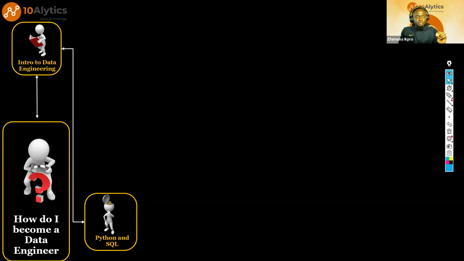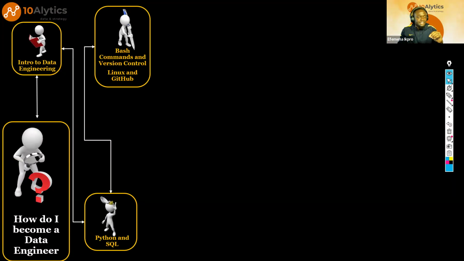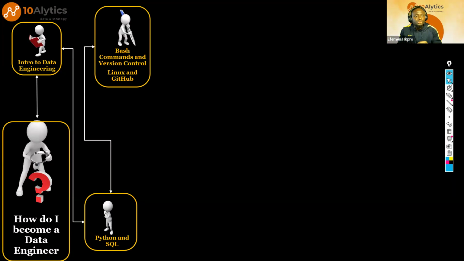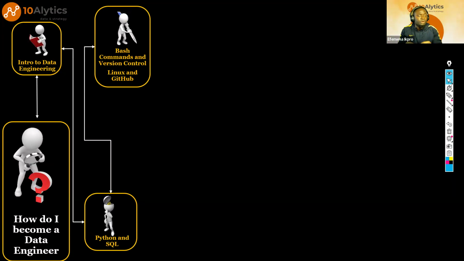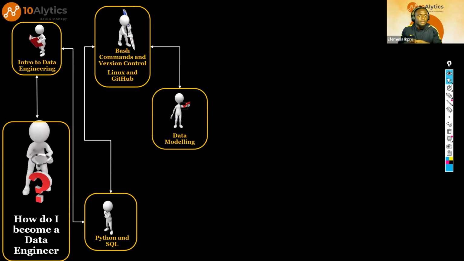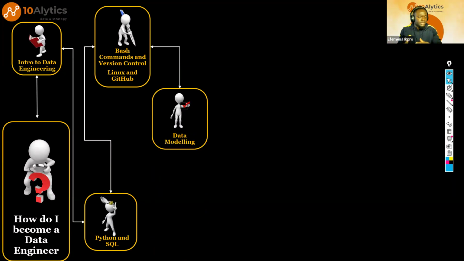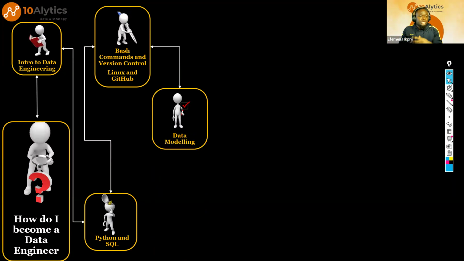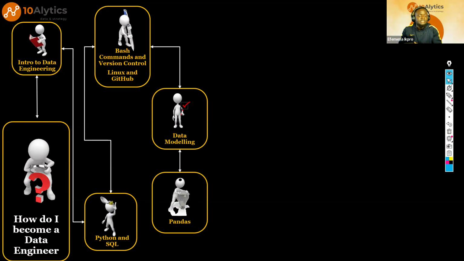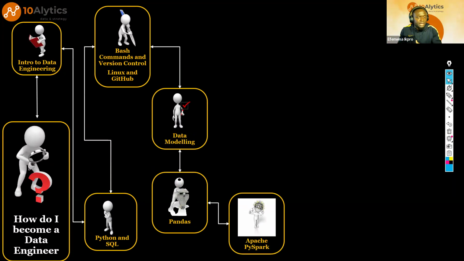Once you've mastered those two, we move into Linux and GitHub. We use Linux for bash commands, and we also use version control. We use GitHub for version control. I'll explain this as we go on. Once you're done with bash commands and version control, you move into data modeling. You work with real life projects, building data models for businesses across the world. You get to work with pandas and Apache PySpark.